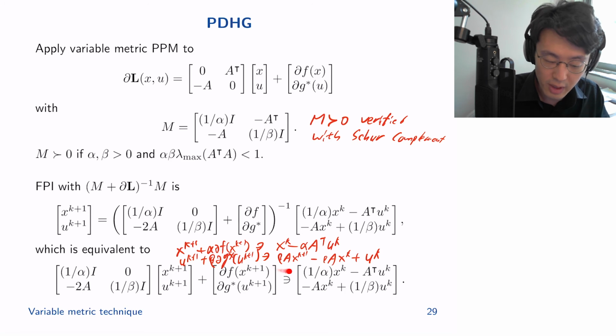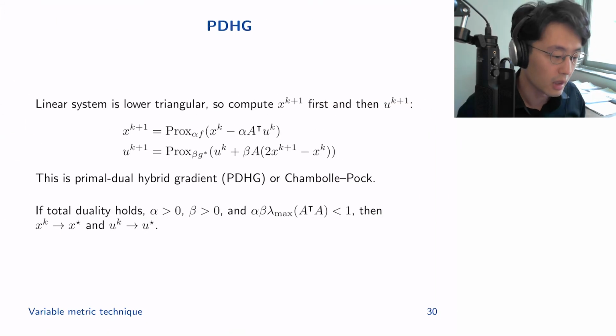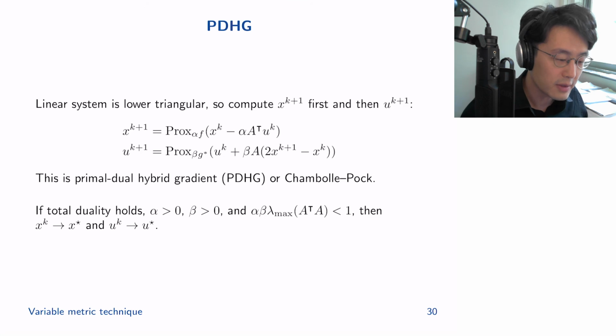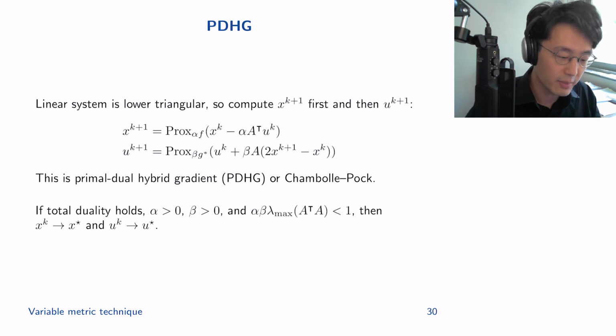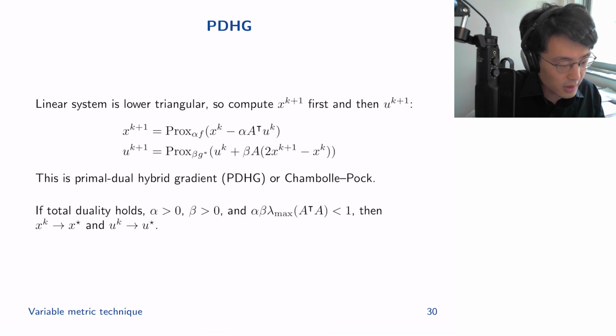And the term that goes into the proximal operator involves uk, xk, and then xk plus 1, but xk plus 1 was computed independently previously before the computation of uk plus 1. So the linear system being lower triangular is essential, and it is that lower triangular structure that allows us to compute xk plus 1 first and then compute uk plus 1. So to summarize the result of the previous computation, we get xk plus 1 is obtained through this computation, and then uk plus 1 is obtained through this application of the proximal operator.